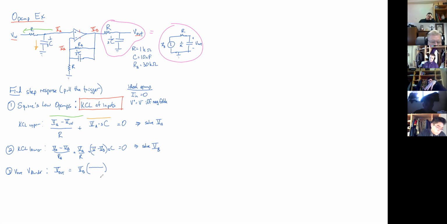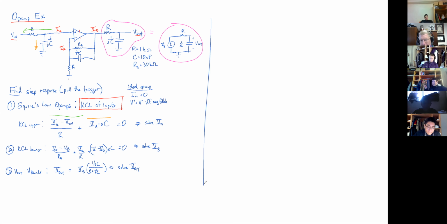R plus 1 over SC, yeah. That's in the denominator, that's always the sum. And then the numerator, it's 1 over SC. That's it. And now that is solved for V out. And that's the way to solve this entire Opamp sample.